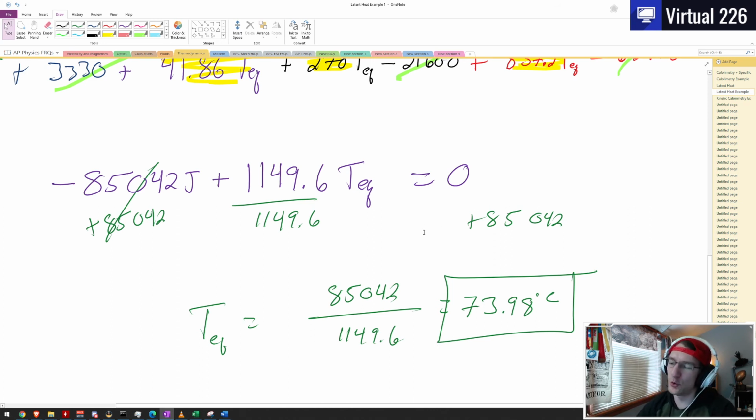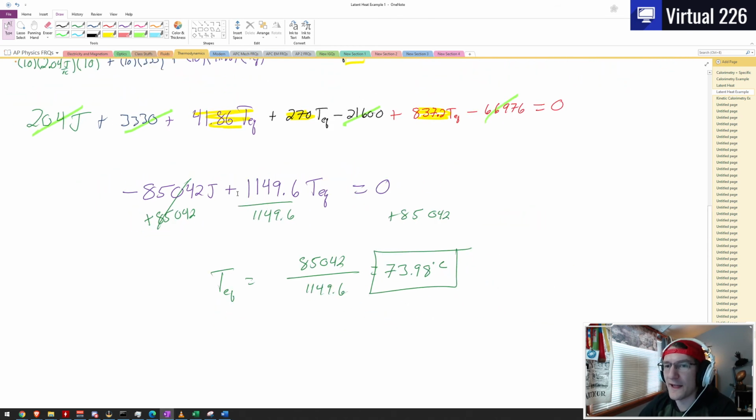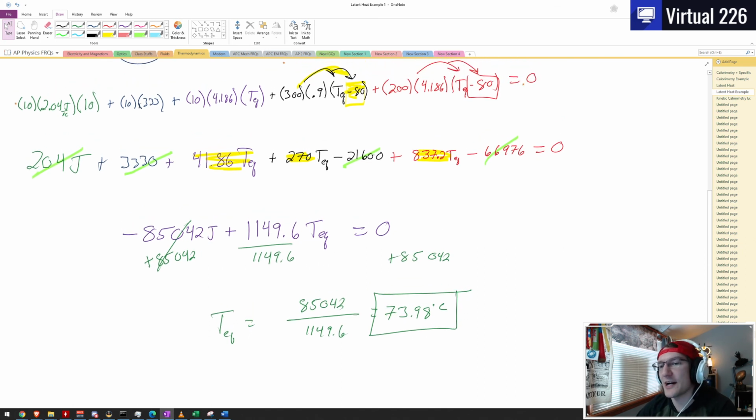So our tea has cooled down here. It went from 80 degrees Celsius to 73.98. We accounted for everything in it. We accounted for heating up the ice. We accounted for melting the ice. We accounted for heating up that little bit of very cold water. And then we cooled down the mug and we cooled down the very hot tea in an isolated system. And in doing that, with latent heat and calorimetry, we were able to figure out exactly what our equilibrium or final temperature was for this closed and isolated system.